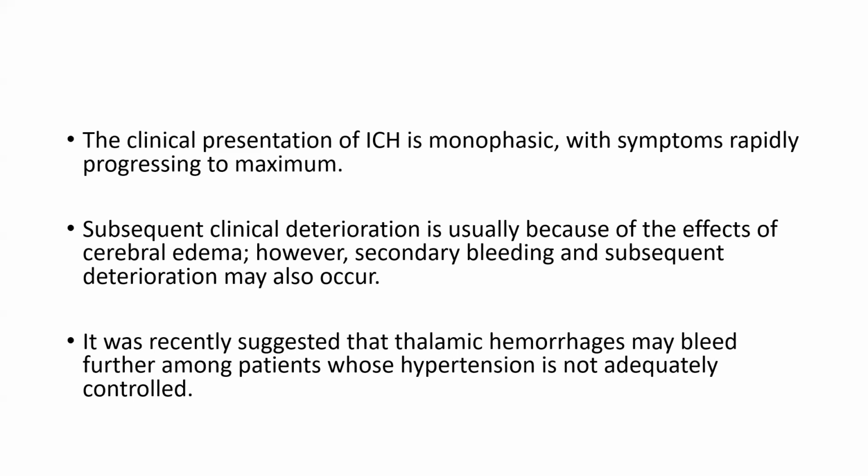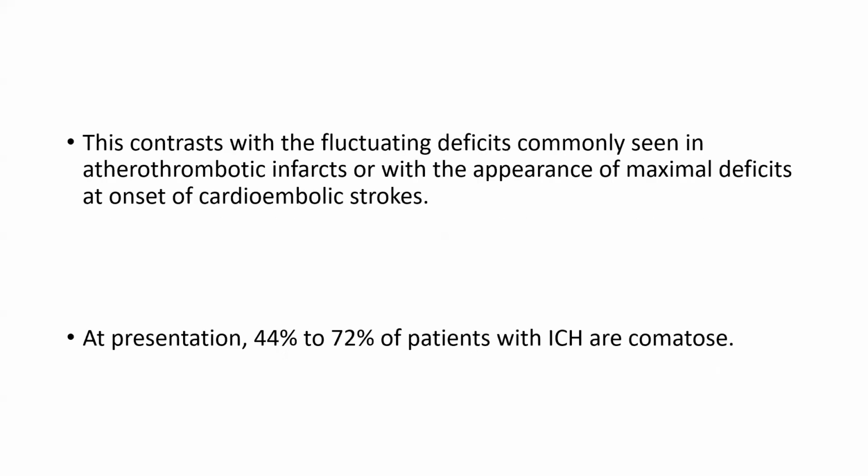It was recently suggested that thalamic hemorrhage may bleed further among patients whose hypertension is not adequately controlled. This contrasts with the fluctuating deficit commonly seen in atherothrombotic infarct, or with the appearance of maximal deficit at the onset of cardioembolic stroke.